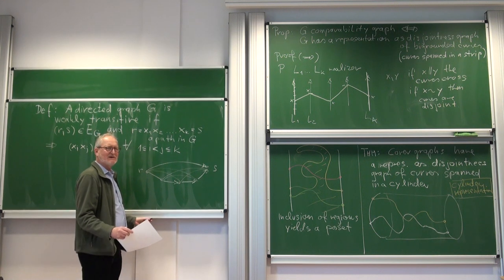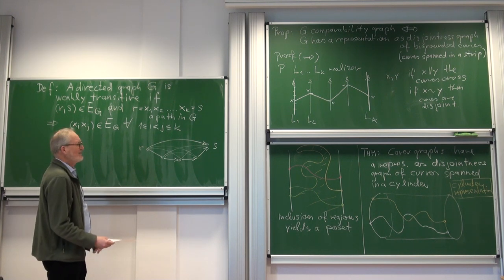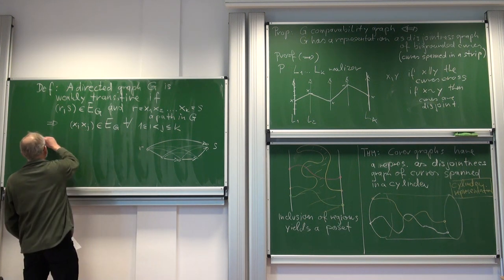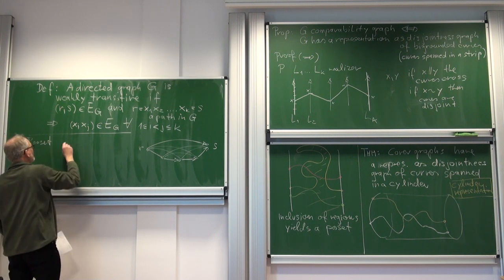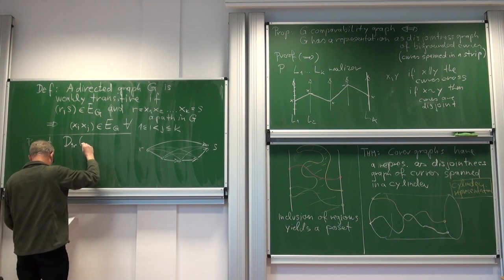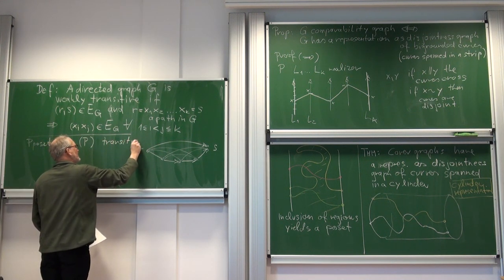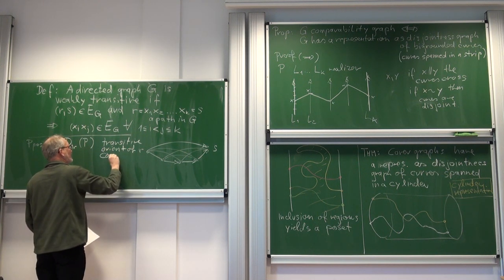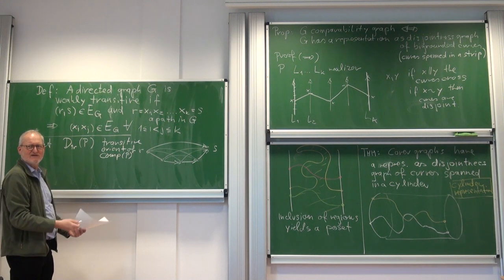So I'm not sure whether this leads somewhere interesting. Okay, now this is a definition, and if we have a poset, and then we have the transitive orientation of the comparability graph of P. So in some sense it's just a poset, but now we look at it as a directed graph.